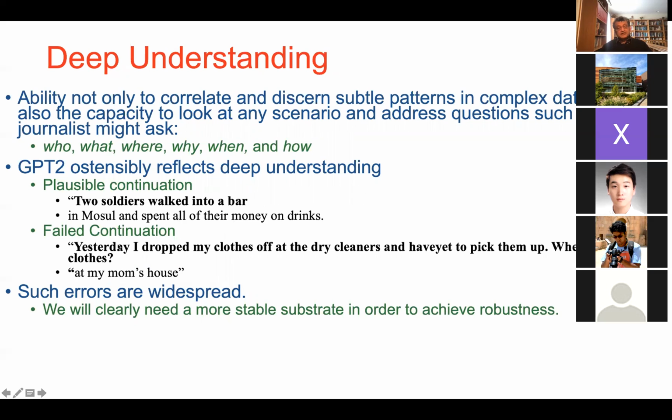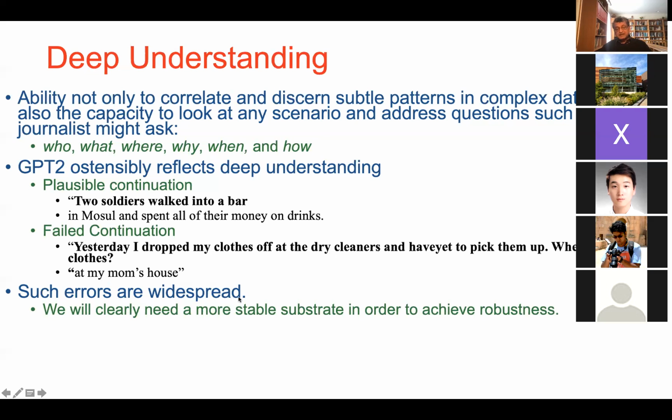But here is a failed continuation: "Yesterday I dropped my clothes off at the dry cleaners and you have yet to pick them up. Where are my clothes?" And it comes back with an answer: "at my mom's house." Well, you just told me that you dropped off my clothes at the dry cleaners, and I've yet to pick them up. So it is not able to relate these two properly. It gives a common statistical answer: at my mom's house.